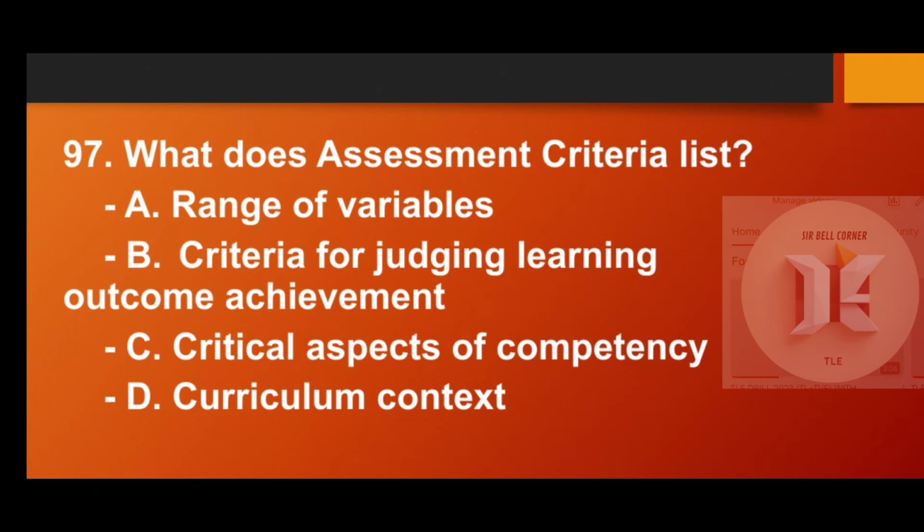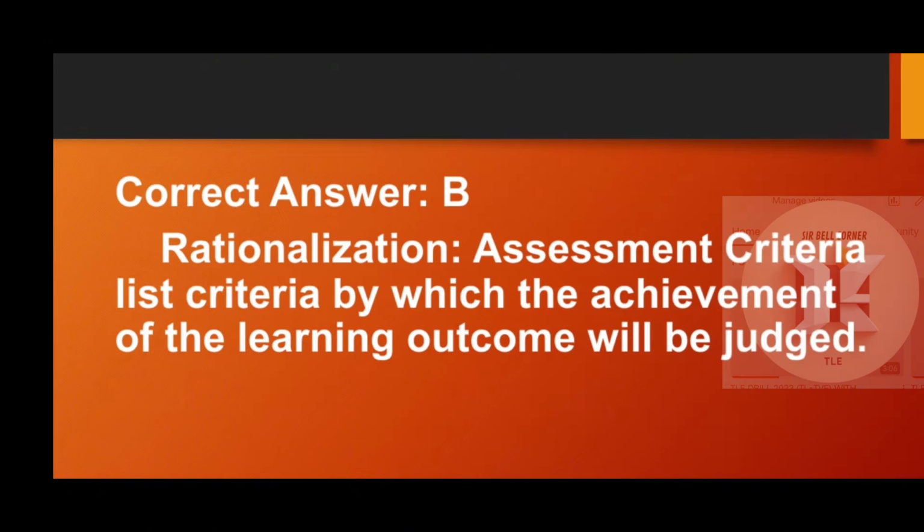97. What does assessment criteria list? A. Range of variables. B. Criteria for judging learning outcome achievement. C. Critical aspects of competency. D. Curriculum context. Correct answer. B. Rationalization. Assessment criteria list criteria by which the achievement of the learning outcome will be judged.